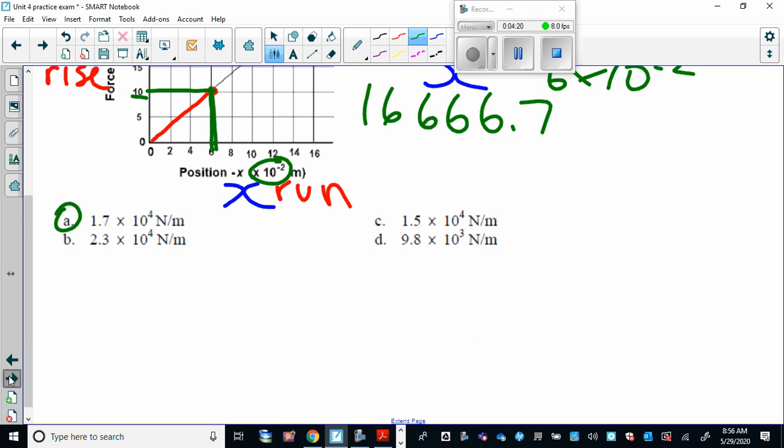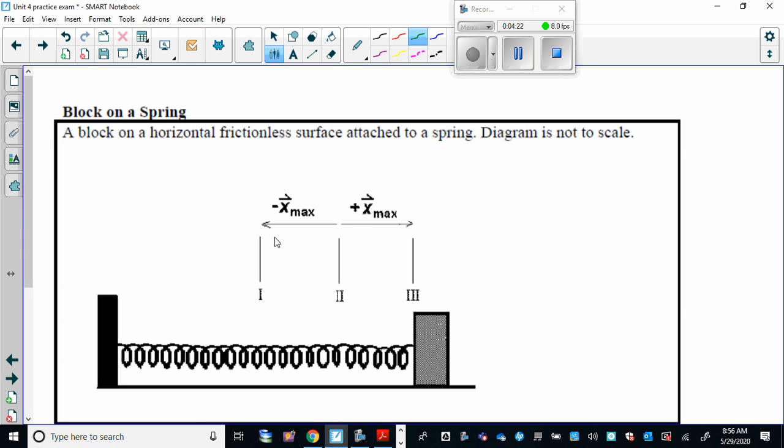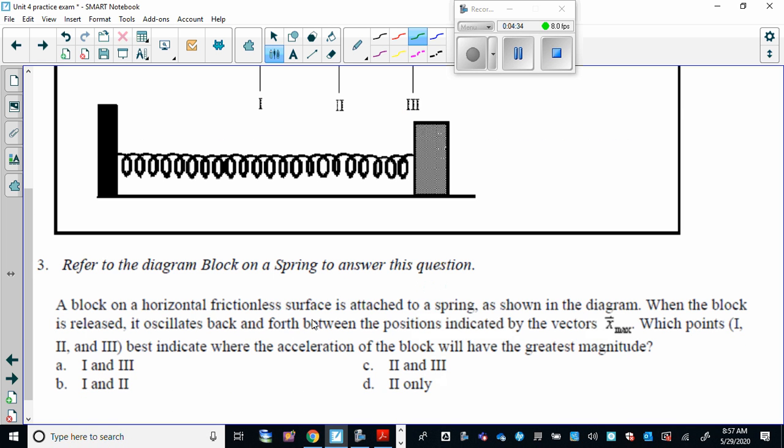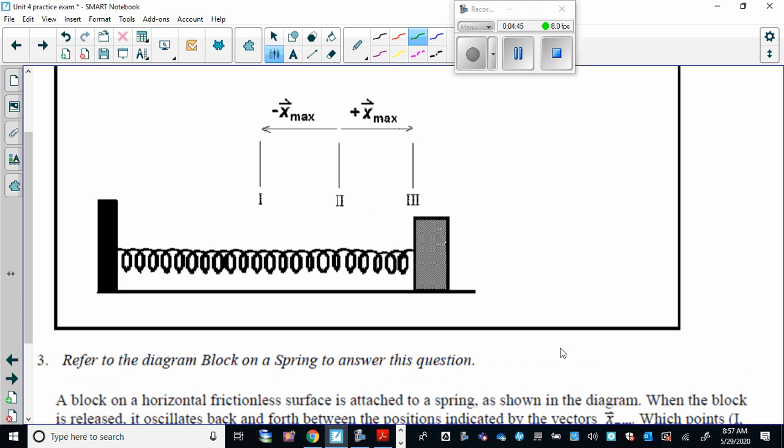Okie dokie. Number 3, a block on a spring. So we have a horizontal spring oscillating back and forth between points 1 and 3, and point 2 represents its equilibrium position. And the question says, which points, 1, 2, or 3, best indicate where the acceleration of the block will have the greatest magnitude? So let's just review.